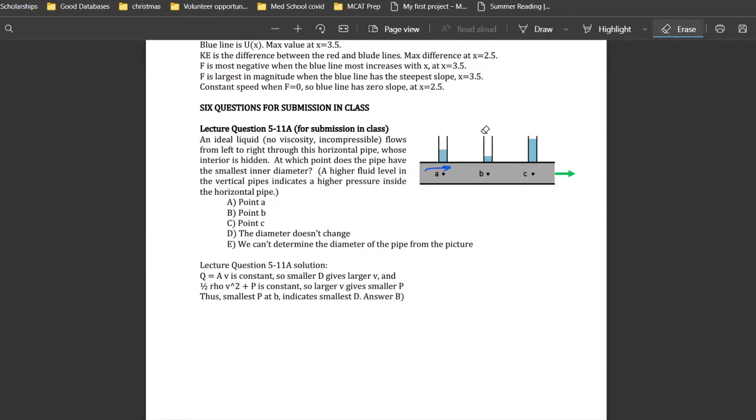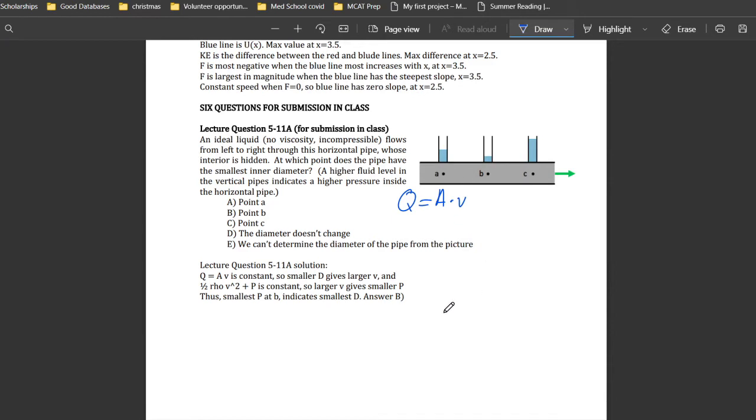And then it states that a higher fluid level in the vertical pipe indicates a higher pressure inside the horizontal pipe. So this question already is correlating pressure to diameter. And what do we remember about diameter? Well, it's directly related to Q equals A, cross-sectional area, times V, the velocity.